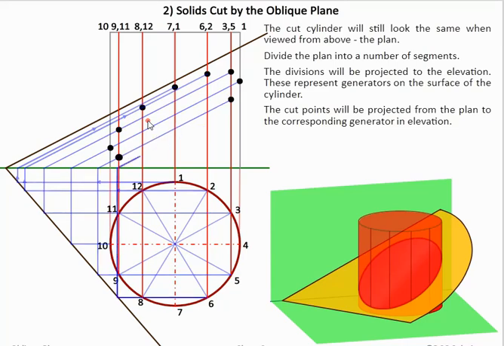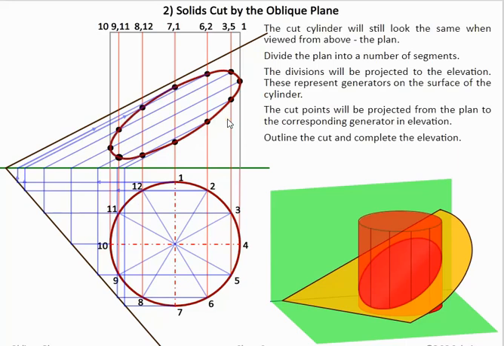So this here is our elliptical shape found. So we have our ellipse points found. We can draw it in heavy and we can construct the sides of it.